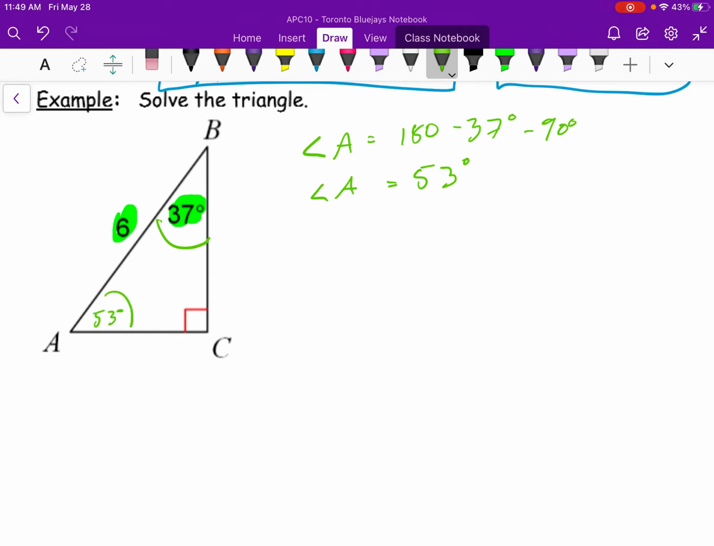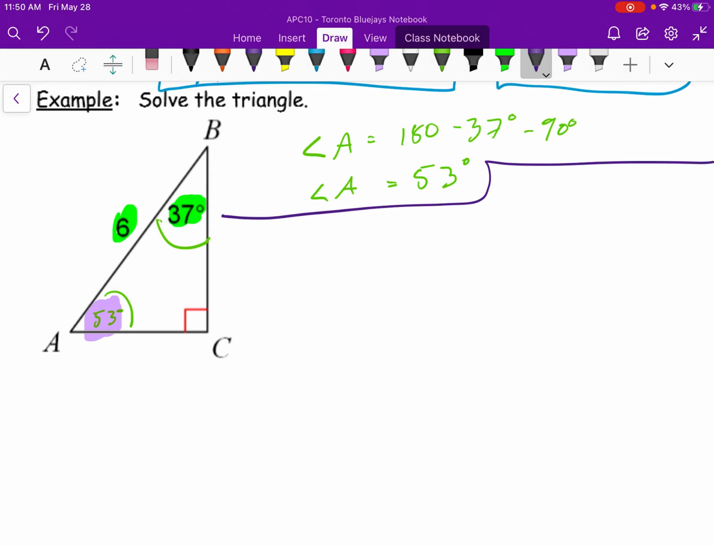Yay, let's celebrate that. Now, this 53 degrees, I've calculated, so I'm going to put it in purple. I should not try to use that over 37. 37 is such a much better angle of measure than 53.